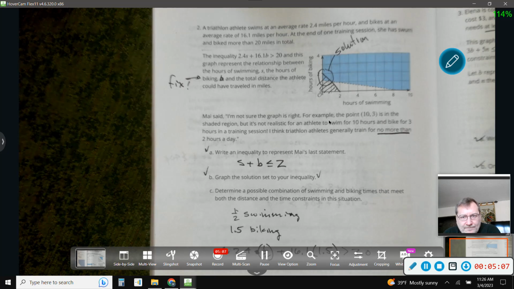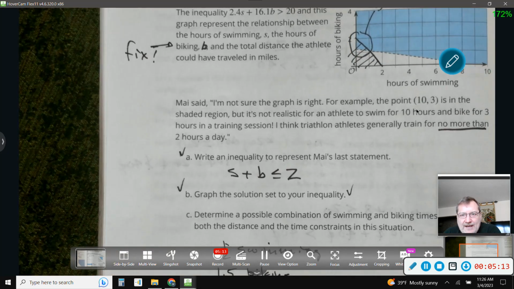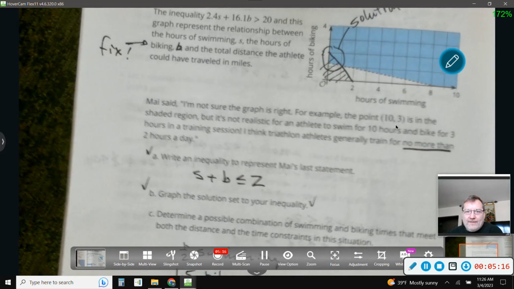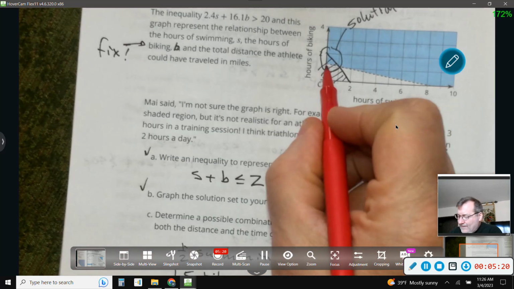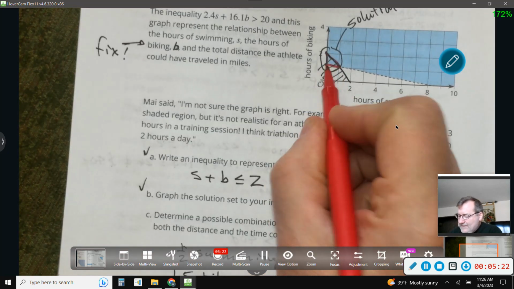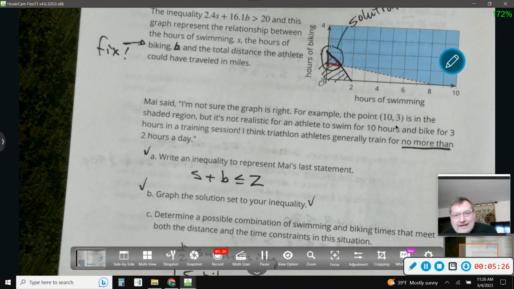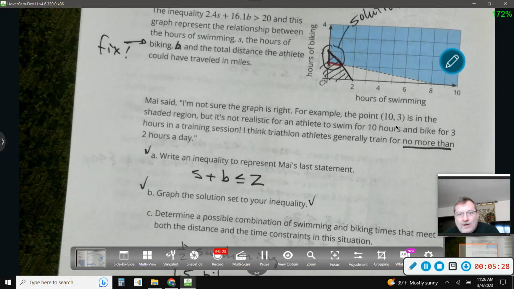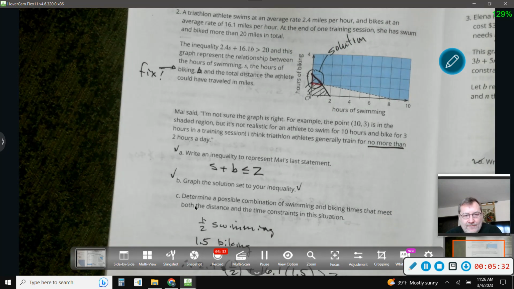All right. And determine the possible swimming and biking combinations. Well, it's just this teeny tiny little spot right there. Okay, let me point it out. This little area right here, with these two constraints, is where you're working. Okay, that little area right there. So that's the solution. So that's the letter D, or C.